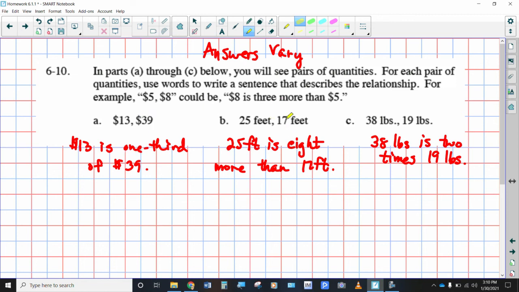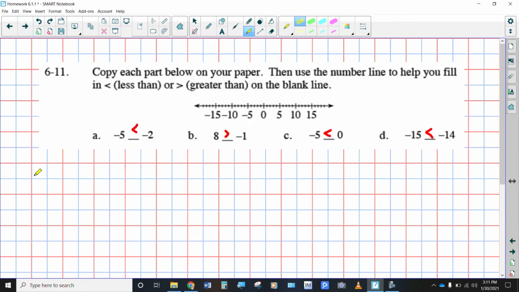Same thing here. There isn't a multiplicative relationship there, so I just said 25 is 8 more than 17. And here there does appear to be a multiplicative relationship where 38 is 19 times 2, or 19 is half of 38. So, answers will vary. If you're not sure if yours is correct, contact me and I'll be happy to answer for you.